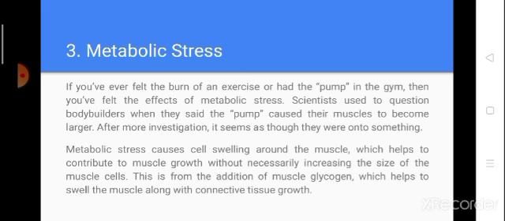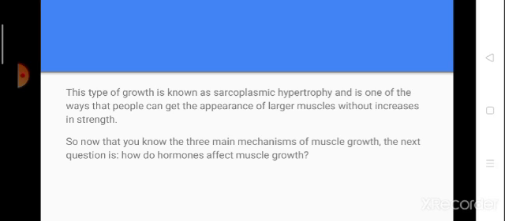When such processes, like metabolic stress, these three processes, are continuously repeated every day, then you will start gaining muscle mass. This type of growth is known as sarcoplasmic hypertrophy and is one of the ways people can get the appearance of large muscles without increasing in strength. So that's the three main mechanisms of muscle growth.